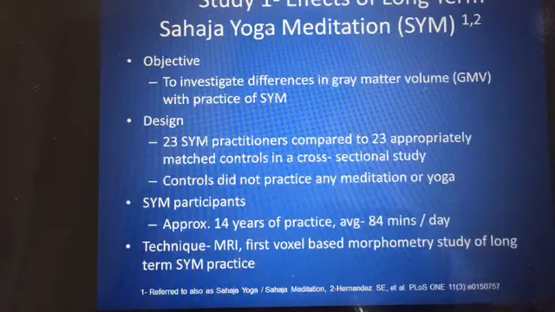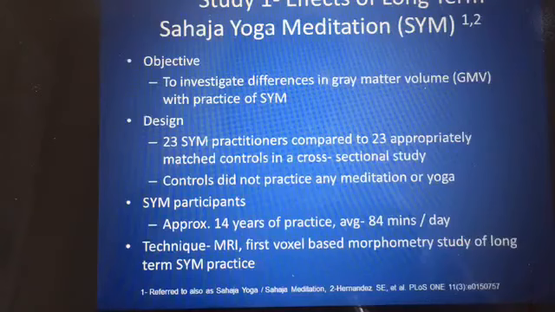So the design of the study was, there were 23 practitioners of Sahaja Yoga meditation, and they were compared to 23 appropriately matched controls. For those of you who may have a background in research, this means that the study was fairly robust. It was not just Sahaja Yoga meditation practitioners compared to nobody. So these were appropriately matched controls: age, gender, other socioeconomic strata, and variables that are done in these kinds of studies. It's a cross-sectional study. In other words, it was done at one point in time.